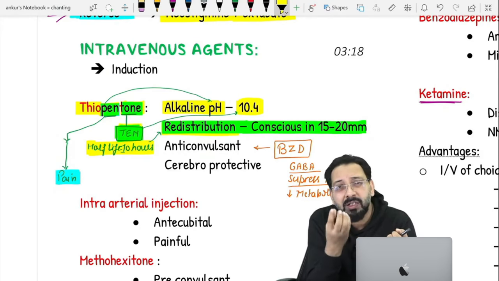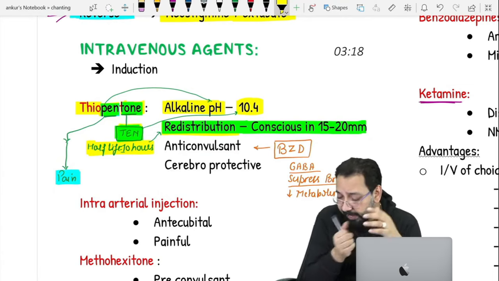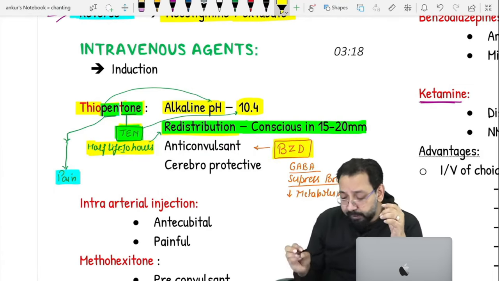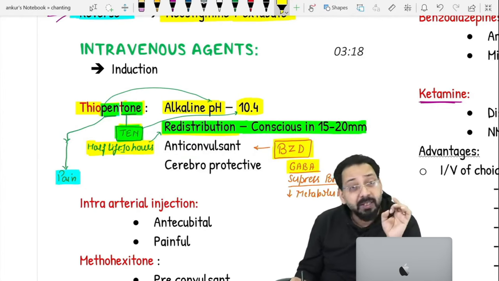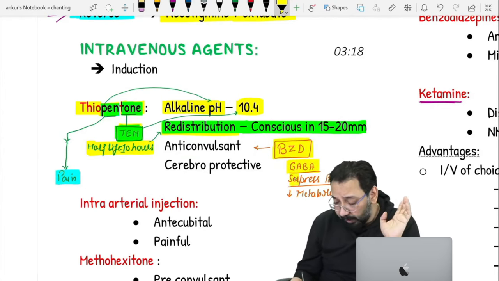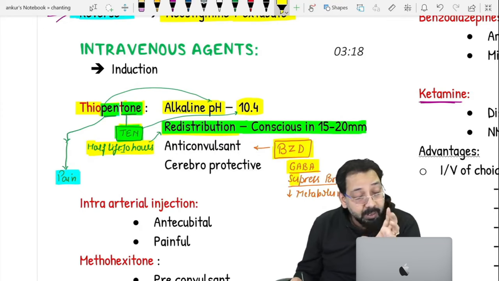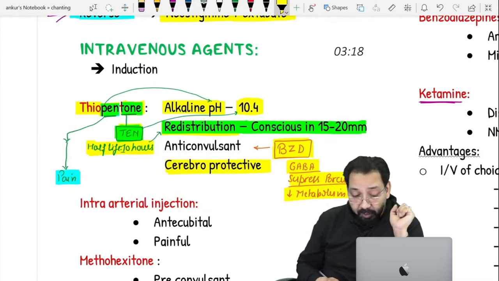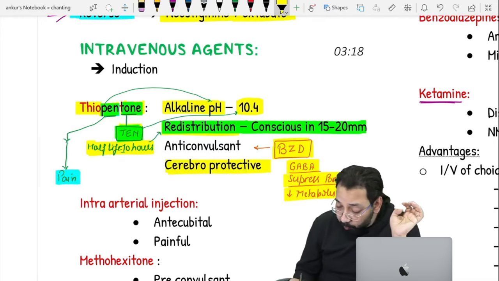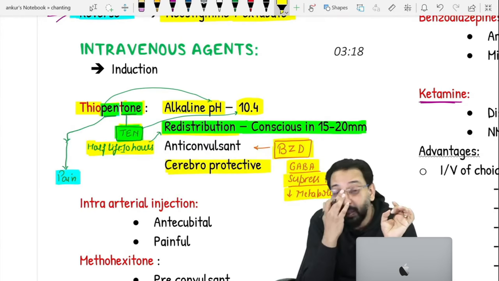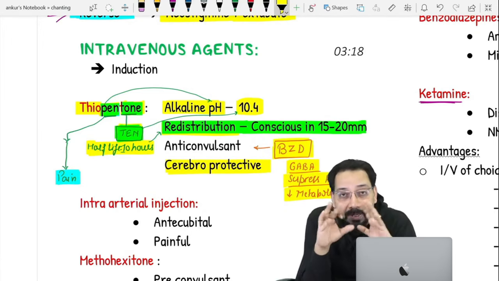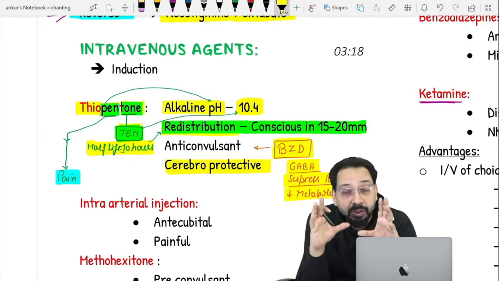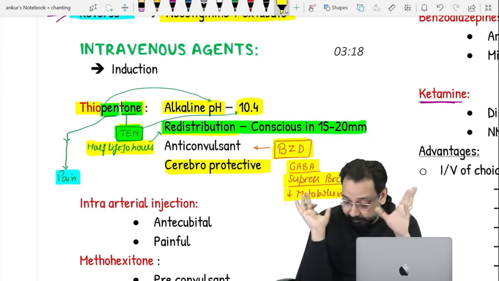Thiopentone is an ultra-short-acting barbiturate, and you all know barbiturates act on the GABA receptor. They activate GABA and inhibit the CNS, causing brain suppression, so the metabolism of the brain is decreased. That is why it is cerebroprotective. Again, I repeat, it is cerebroprotective because it acts on the GABA receptor and causes CNS depression, so the CNS metabolic rate is decreased.